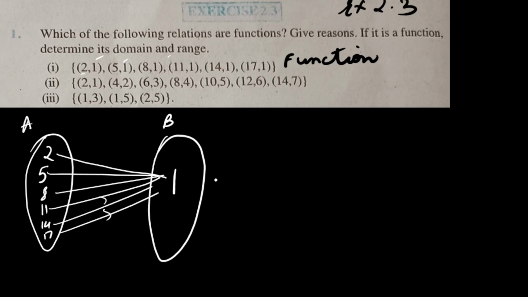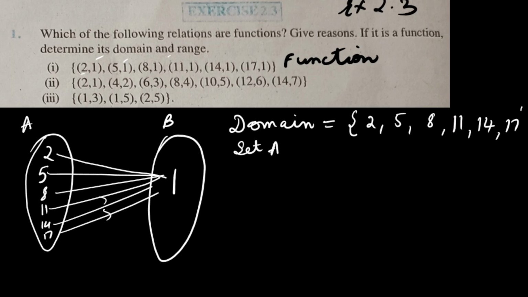Now, if it is a function, we have to write its domain and its range. Domain, as I've explained, always equals set A, that means the elements of set A. So domain is equal to 2, 5, 8, 11, 14 and 17. Whenever you are writing domain, range or codomain, always write it in the form of a set, because these are also sets. Range means the images of elements of set A. So here the image is 1, so range is equal to 1. Now let's do the second part.